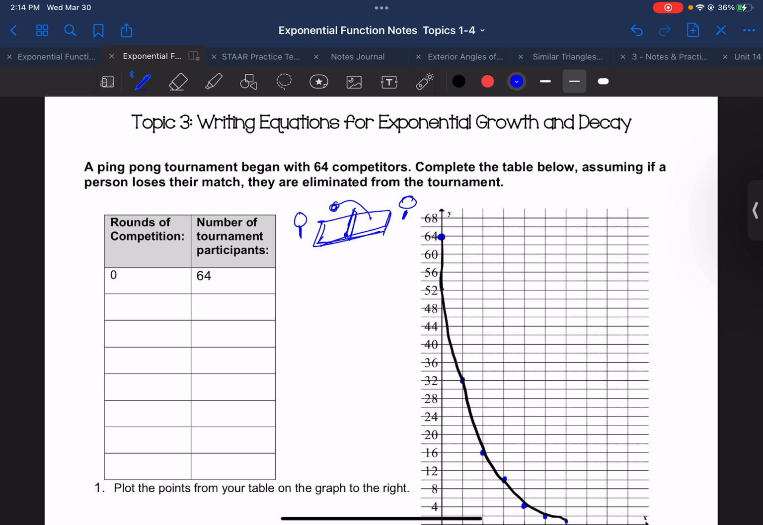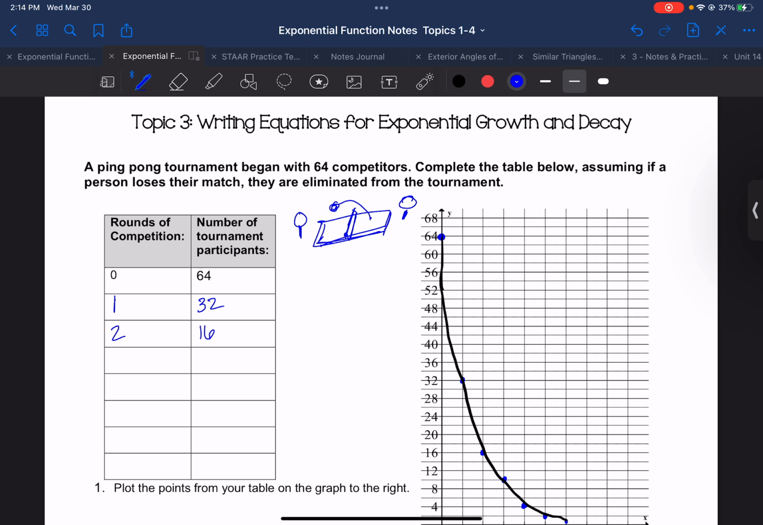So if we have one person on each side, right, someone's going to lose. So our competitors after 64, half of them are going to be gone. So now we have, after round 1, 32 competitors, right? Yes. All right. Then after round 2, half of those people are going to lose. So we're going to have 16.